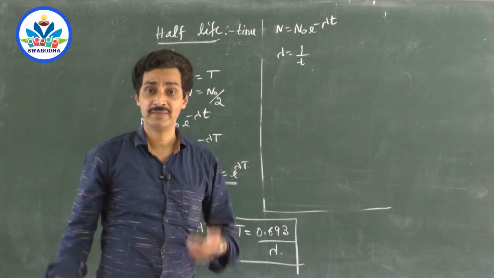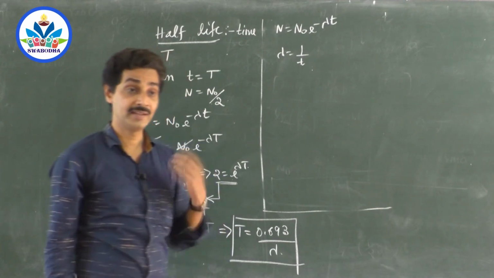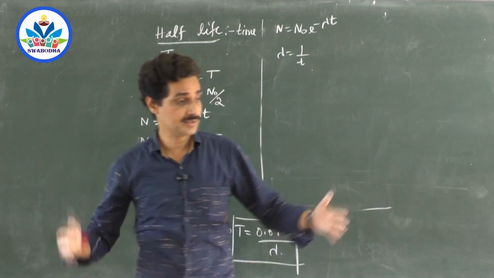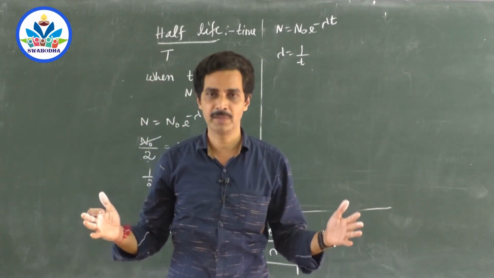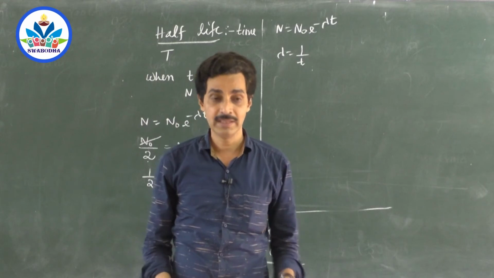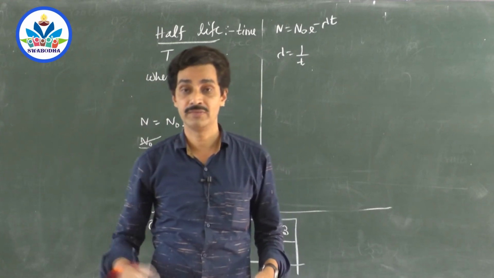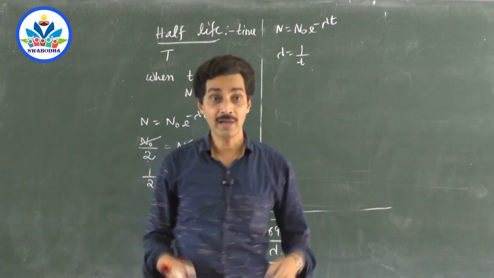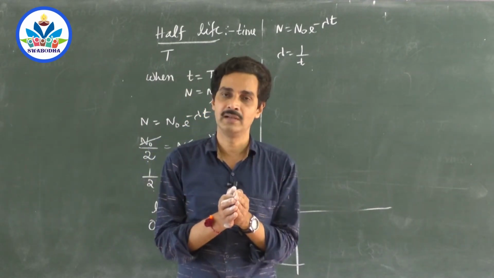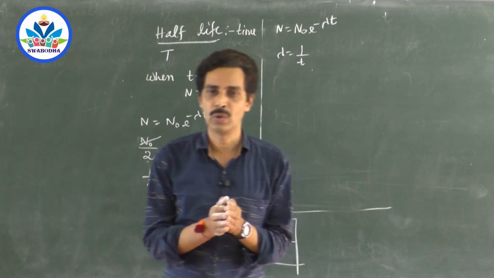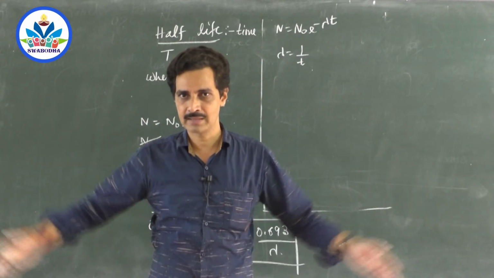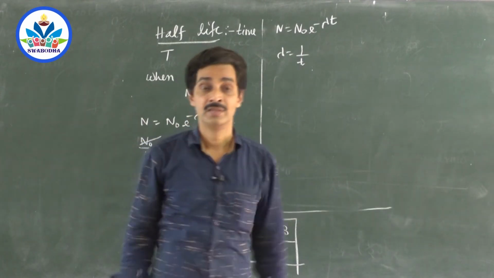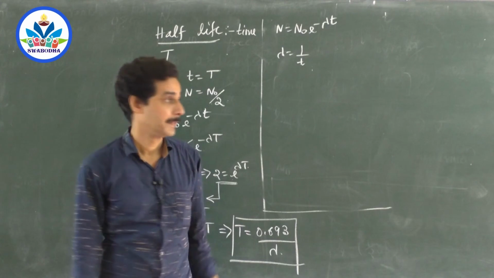You will understand why I took it as 1 by t. Let the decay constant be the reciprocal of time, because if the decay constant is very large for a material, the meaning is that it decays very fast, which means it takes less time. If the decay constant is very small for a material, it decays very slowly. What do you mean by that? It takes a larger time. Slowly means larger time. Faster means shorter time. So it is the reciprocal of the time.